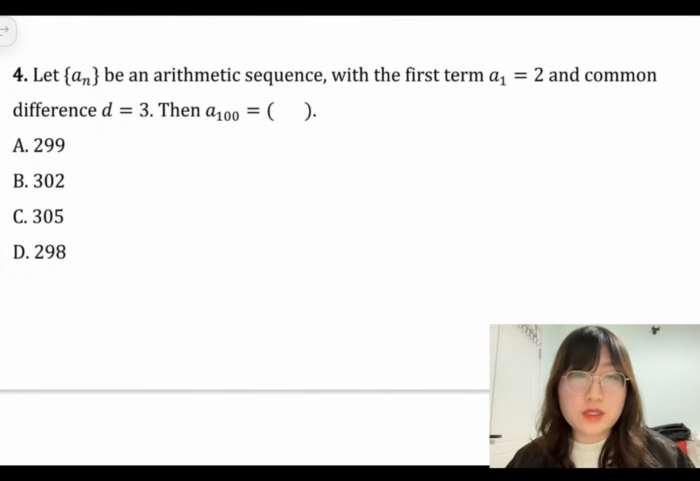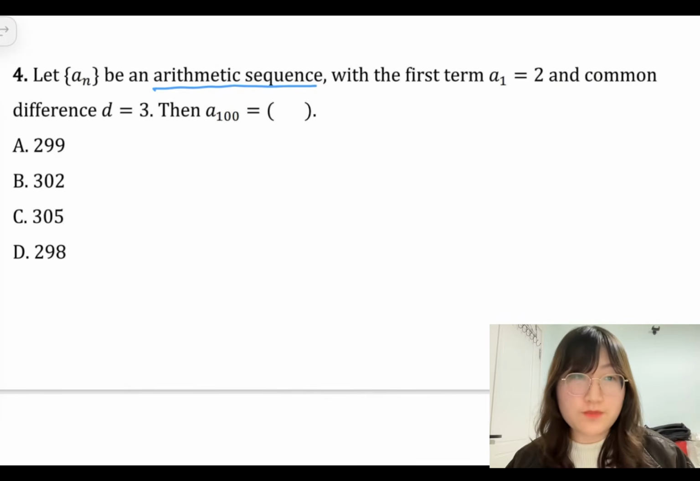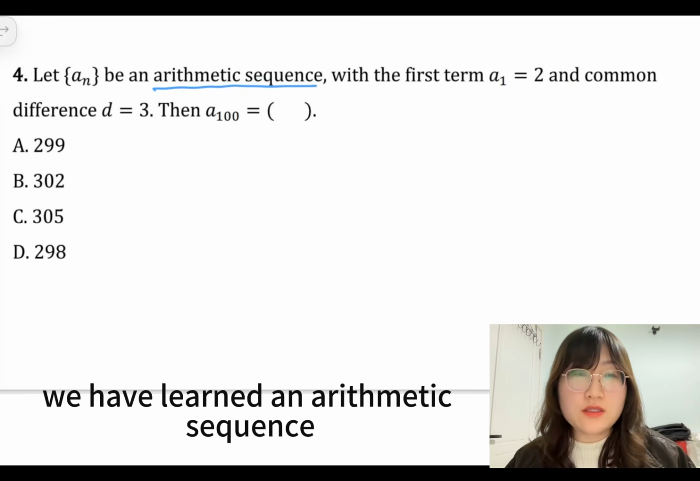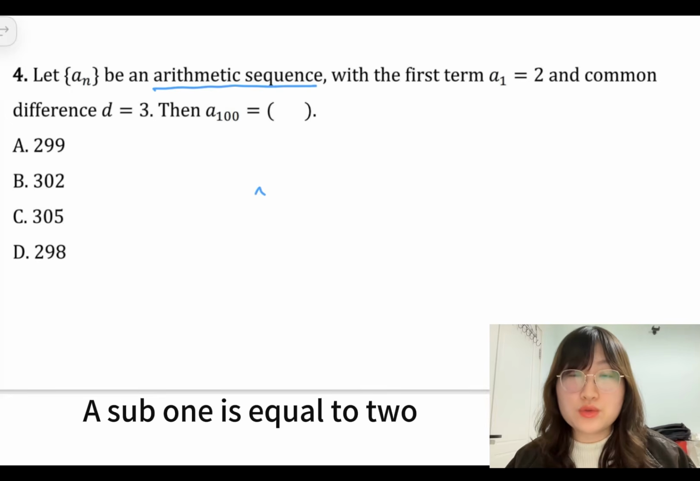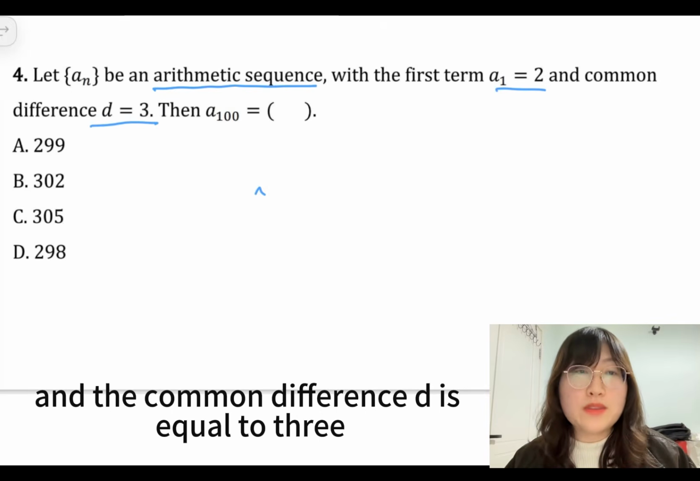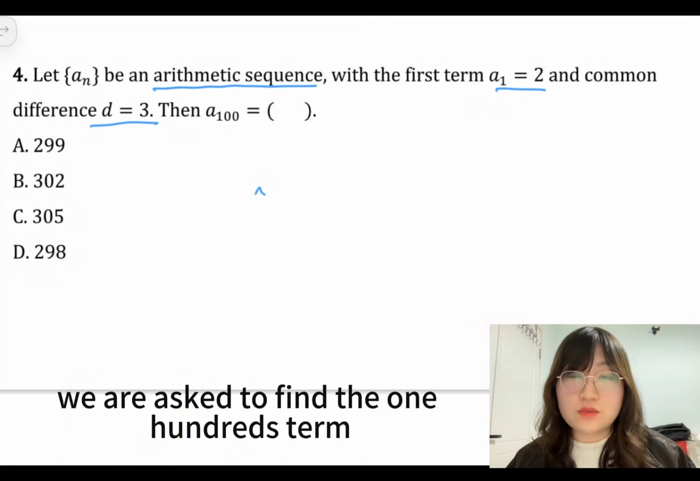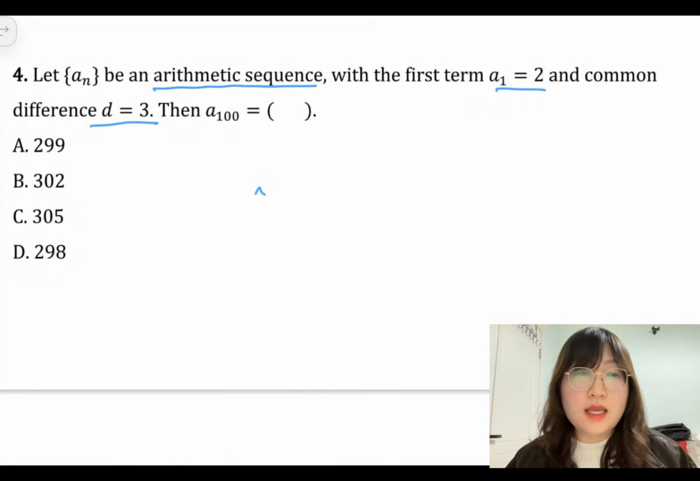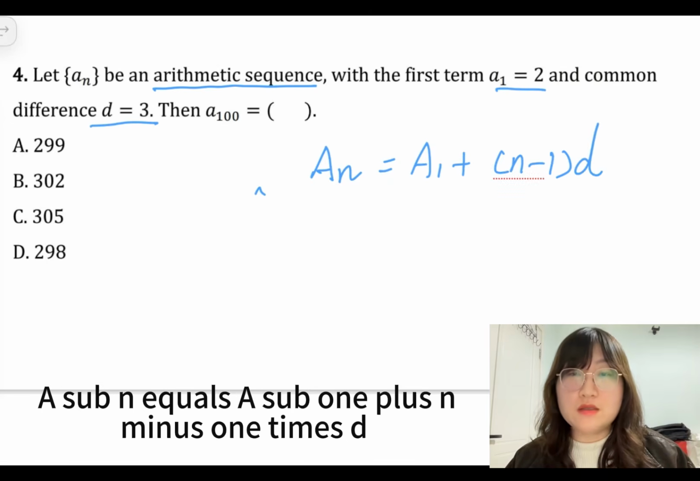In question 4, this problem tests your knowledge of arithmetic sequences. We have an arithmetic sequence. A sub 1 is equal to 2 and the common difference d is equal to 3. We are asked to find the 100th term. Let's review the general formula, A sub n equals A sub 1 plus n minus 1 times d.